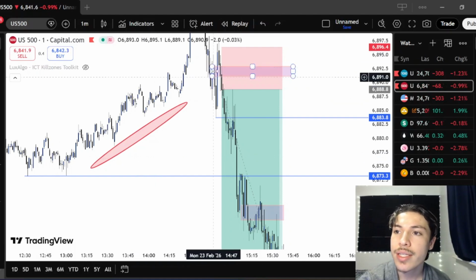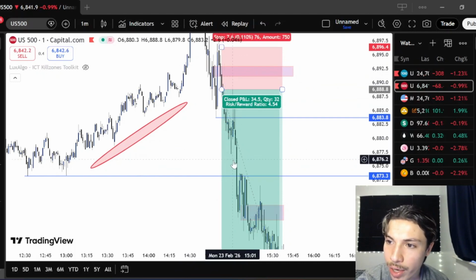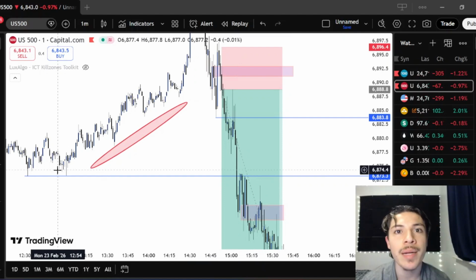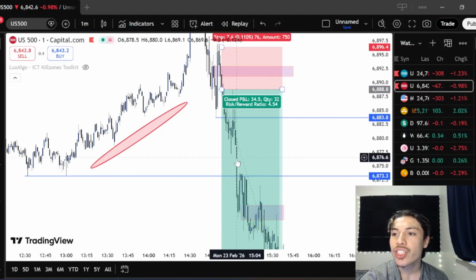Now, in this case, you can see we flood straight through it with these big bearish candles. And that is because low resistance liquidity is weak. It's not strong enough. And when we have this massive magnet pulling price down, it's only right. So yeah, we ended up catching this beautiful sell.